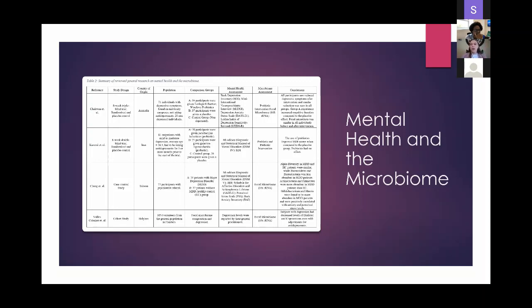And they both saw that with the use of probiotics or prebiotics, the severity of depression and anxiety symptoms were significantly reduced. And then the other 2 were fecal microbiome transplants, with similar results: transplanting healthy microbiomes into individuals helped to improve the severity of anxiety and depression symptoms.